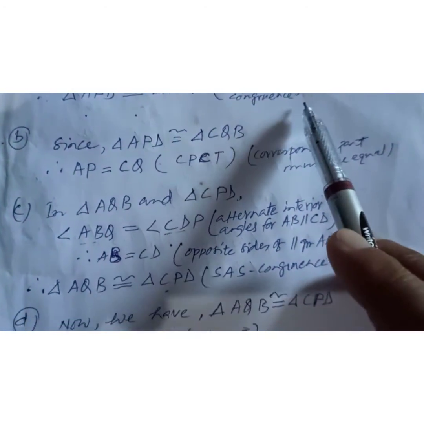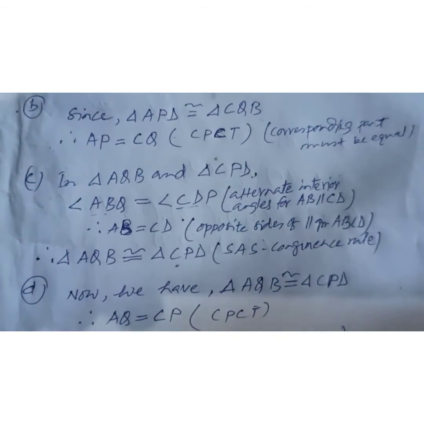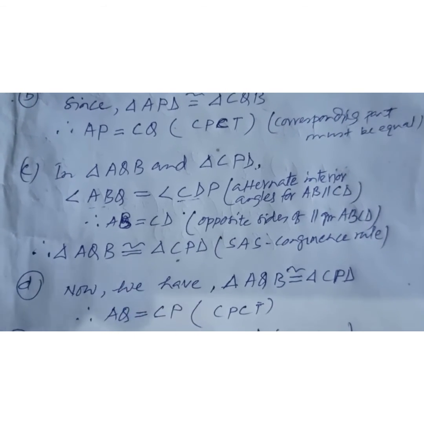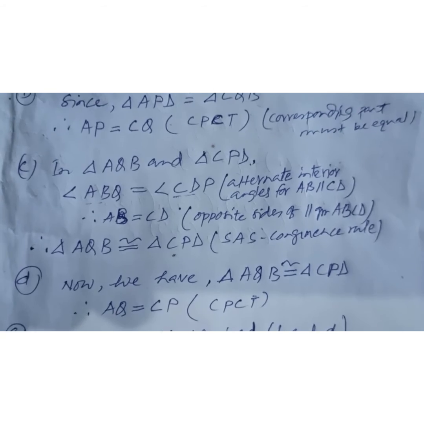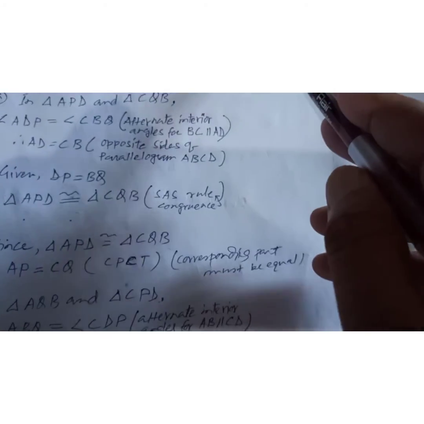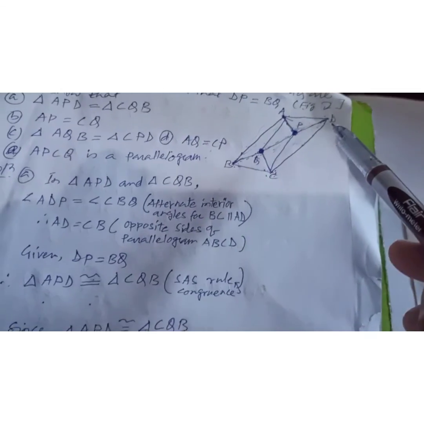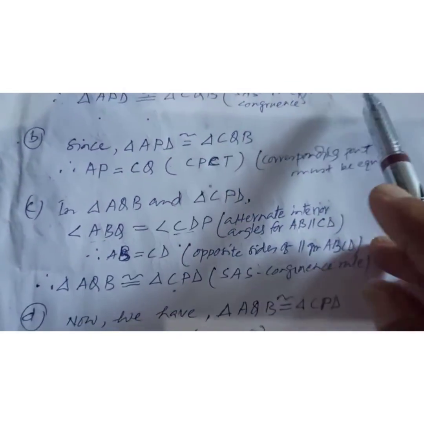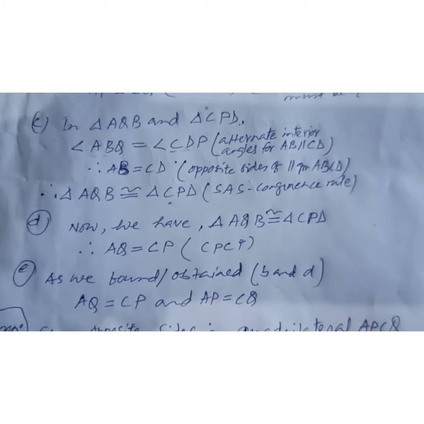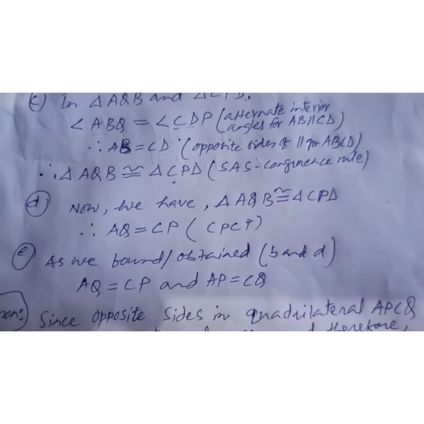So next, you write AB equals CD, the opposite sides of parallelogram ABCD. Therefore triangle AQB is congruent to triangle CPD. So that will be congruence. This part is also solved. Now AQ equals CP, question D. Here also the same thing, you use the CPCT rule.